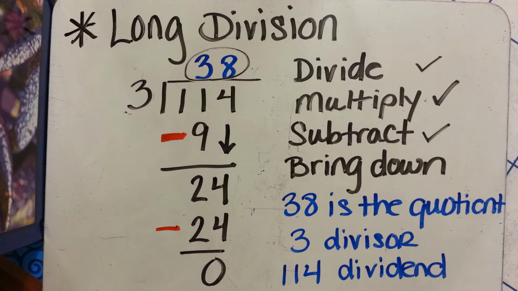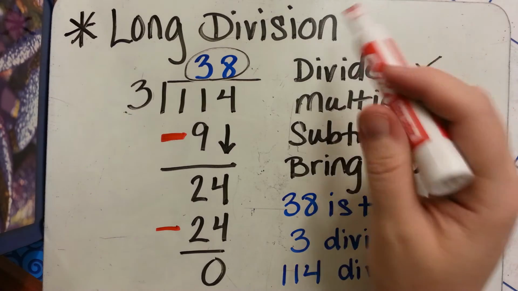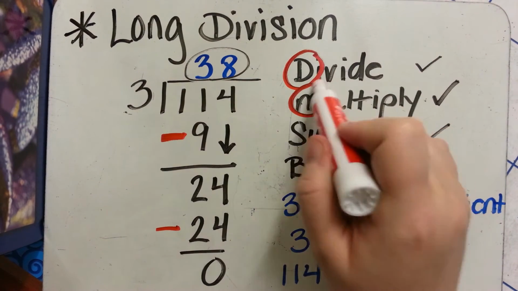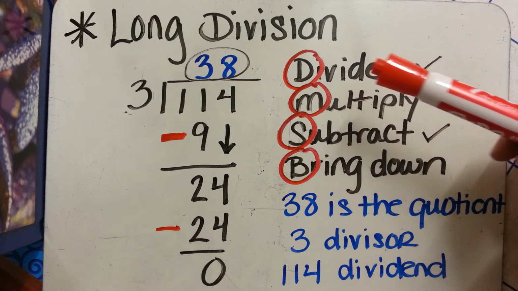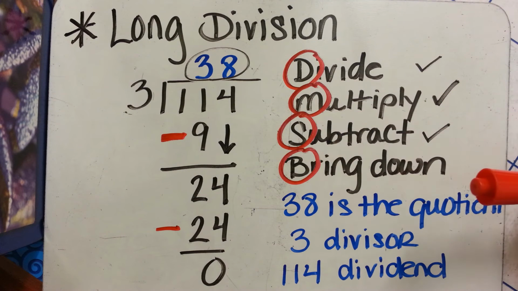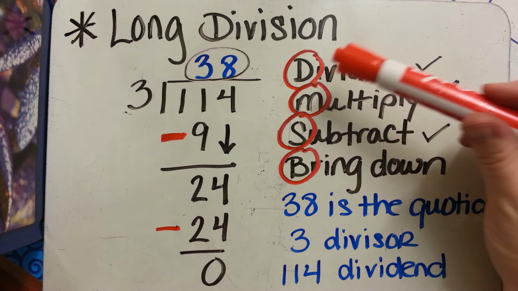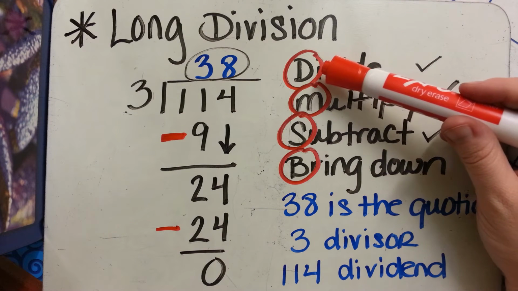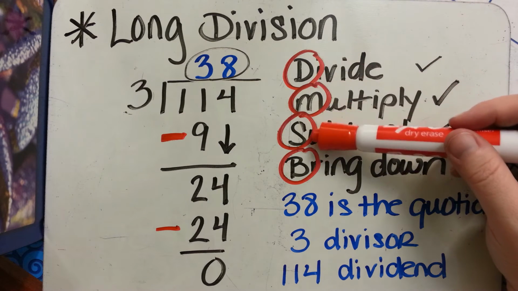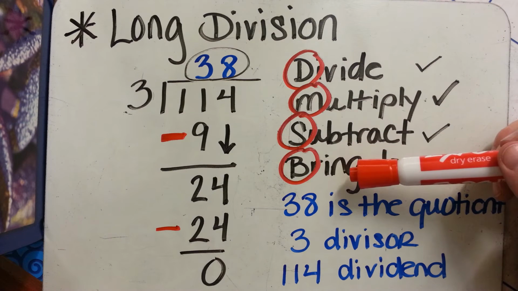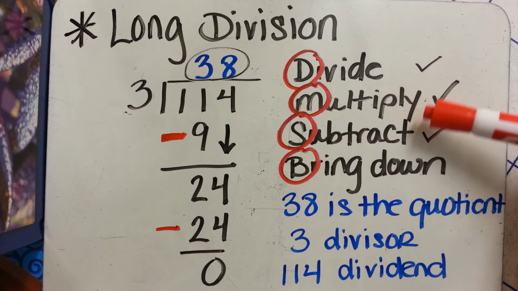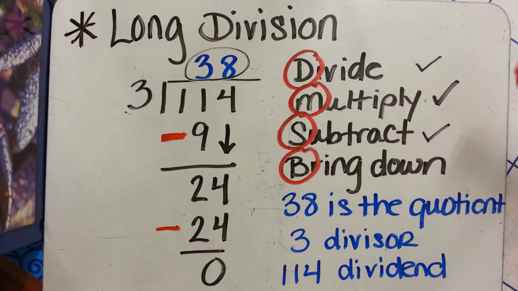To help you out, there's a little mnemonic device that you can use to remember the steps. You can certainly come up with your own mnemonic device, whatever helps you to remember. The one that I like to use, which is pretty easy, is: does McDonald's sell burgers? Divide, multiply, subtract, bring down. Hopefully that will help you to remember the proper steps for long division.